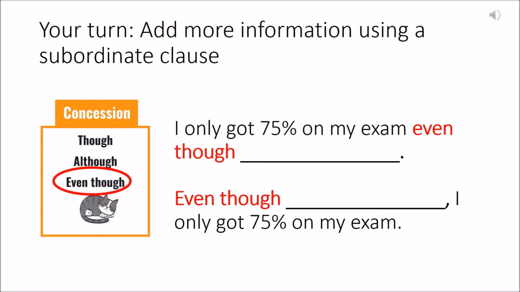And let's now change the subordinate clause to the beginning of the sentence. Even though, I only got 75% on my exam. For example, we could say, I only got 75% on my exam even though I studied really hard. Even though I studied really hard, I only got 75% on my exam.